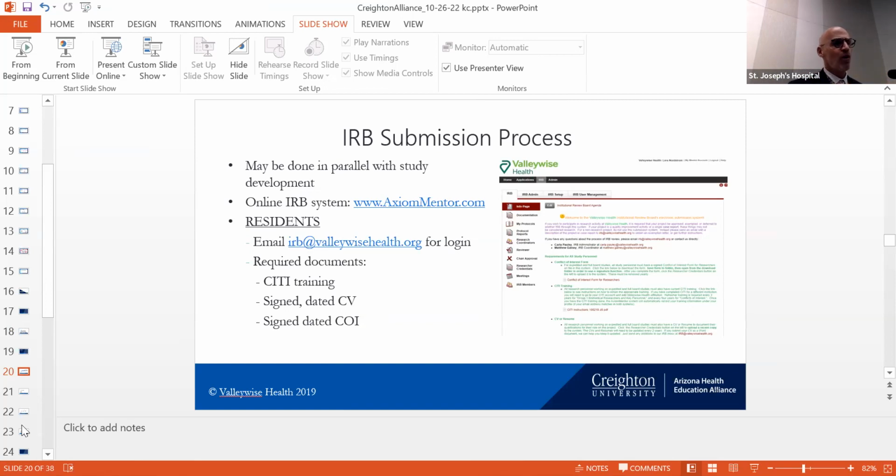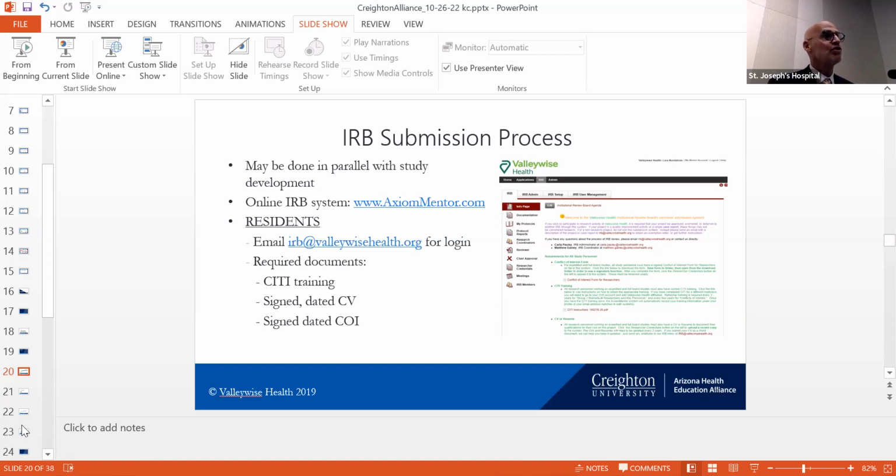The question, for those of you who are on Zoom, is: in addition to getting the site-specific IRB approval, do we also need to get Creighton IRB approval? Not really. There are agreements between the site IRBs and the Creighton IRB, and the Creighton IRB will accept the approval of the site IRB, but they need to be notified about it. That will generally not be your responsibility, but I want you to be aware that it's happening.